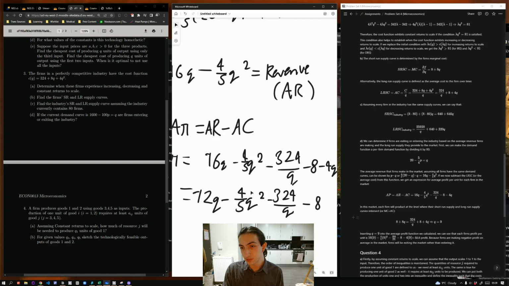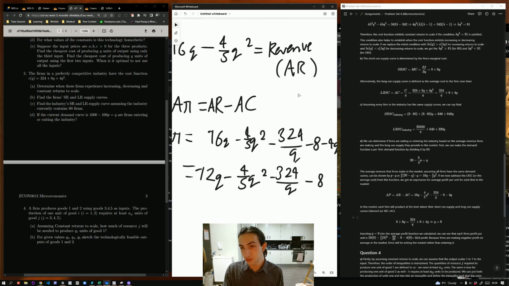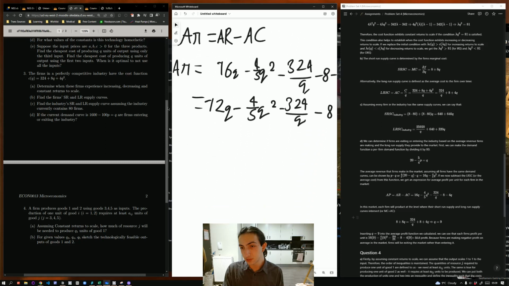Okay, so now, how do we now just work this out? So the point is that in a perfectly competitive market, firms will produce where their marginal cost equals their average cost. So to determine the quantity we're going to put in here, we're just going to say, okay, so what happens when marginal cost equals average cost? Okay, which is 8Q is equal to 324Q plus 8 plus 4Q.